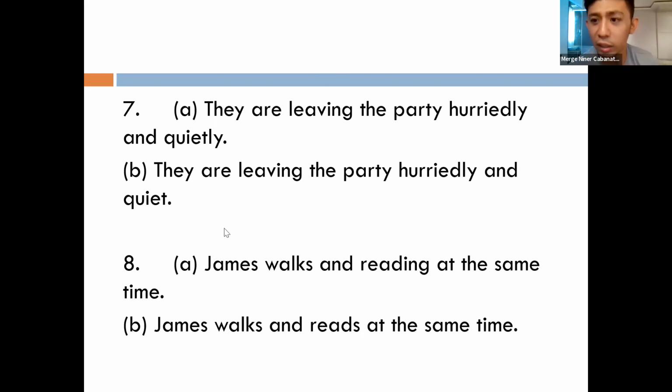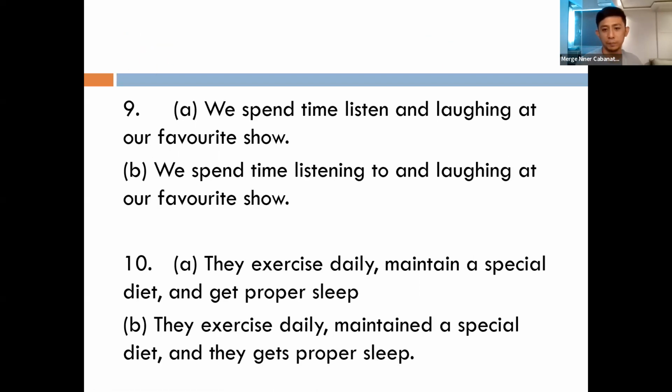Number 8, James walks in reading, or James walks and reads, letter B, number 8. So A or B? Number 8, key in your answer. Ayan, mas mabilis na silang sumagot. So I have received 3 letter Bs already, 4. Okay. All of you guys answered B, correct. Number 8, letter B po. 7A, 8B.